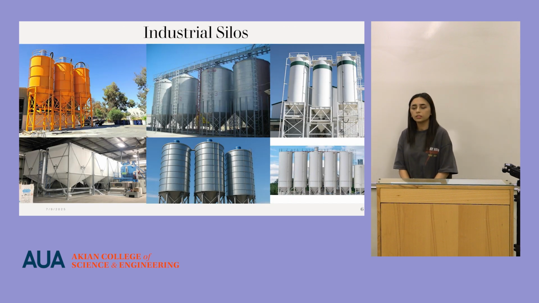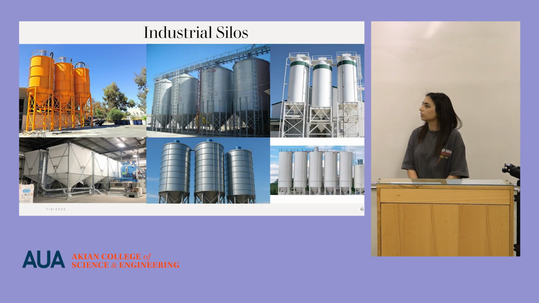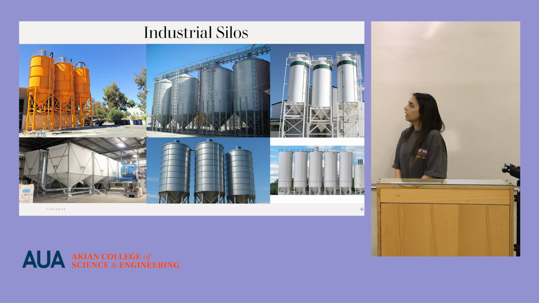You have probably seen these kinds of structures in some cities or while traveling. Here are shown the industrial silos, which are very large. But today, as an experimental one, I'm going to present a small-scale silo, which is constructed in a cylindrical way, and it has a pointy edge.